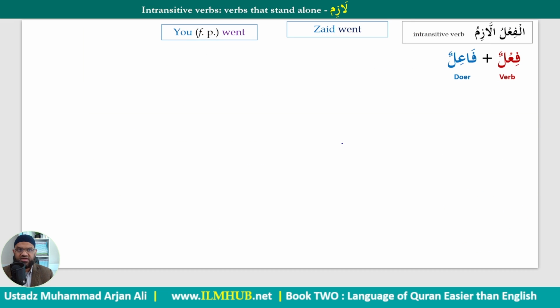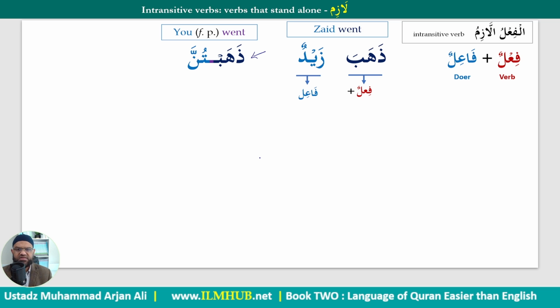So some quick examples. ذهب زيد, complete sentence. فعل فاعل, we have our complete sentence. ذهبتن, you all female went. Now again, if you don't recognize this verb, go back and look at the 14 sigha that we did in lesson 1 of book 2. So ذهبتن, you all female plural went.